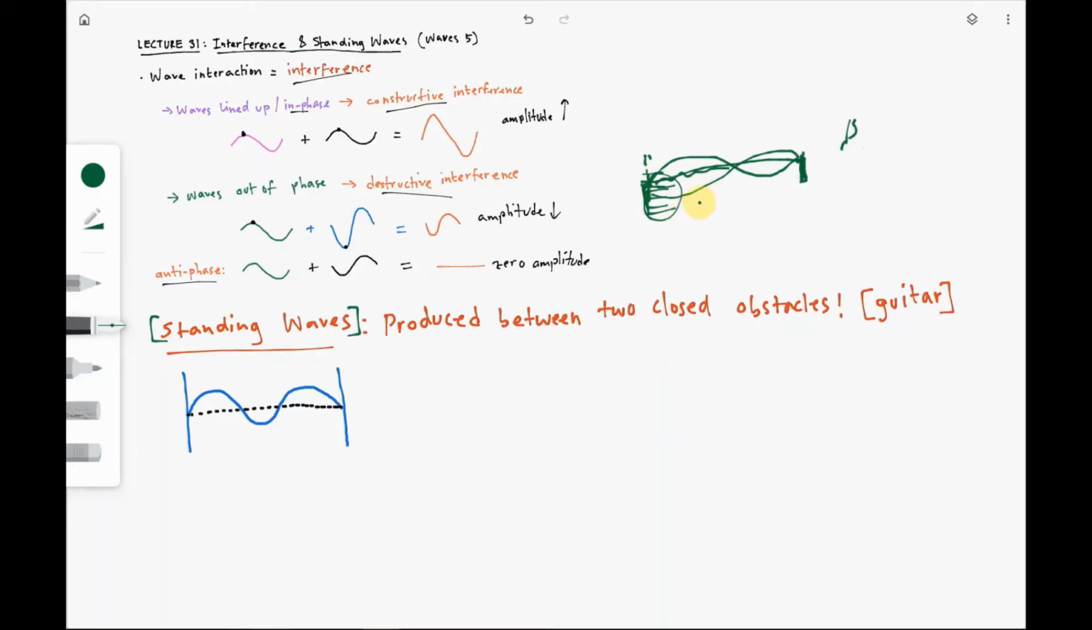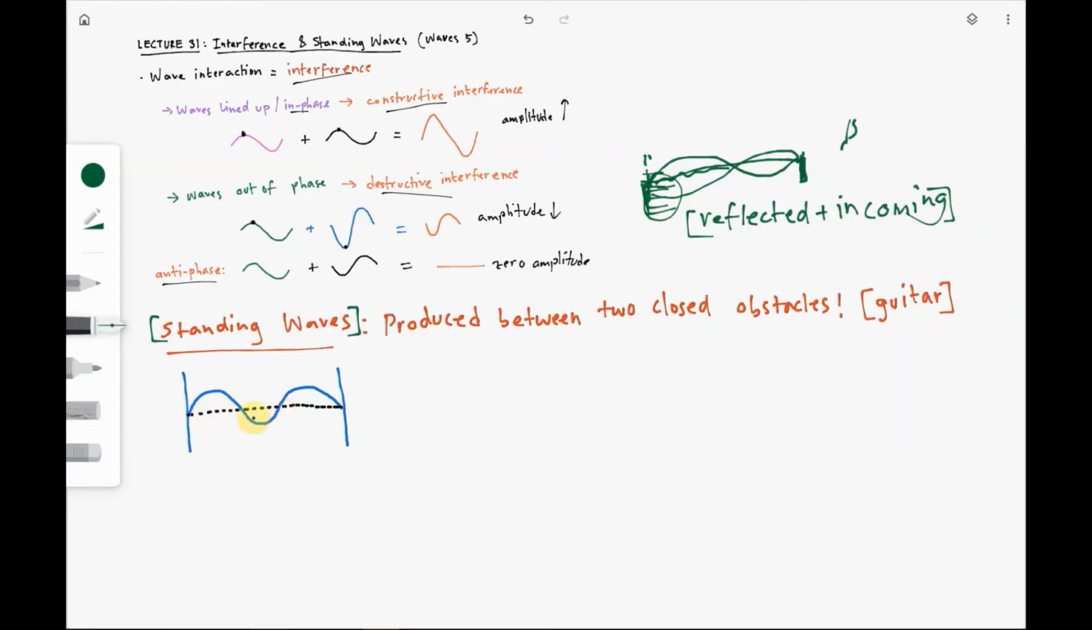They are formed by the reflected wave from one end combining with the incoming wave. Okay, so the incoming wave goes, reflects back from the wall and comes back again. So these waves are actually not going anywhere. They're basically oscillating between two closed ends, hence the name standing waves. They're standing there.